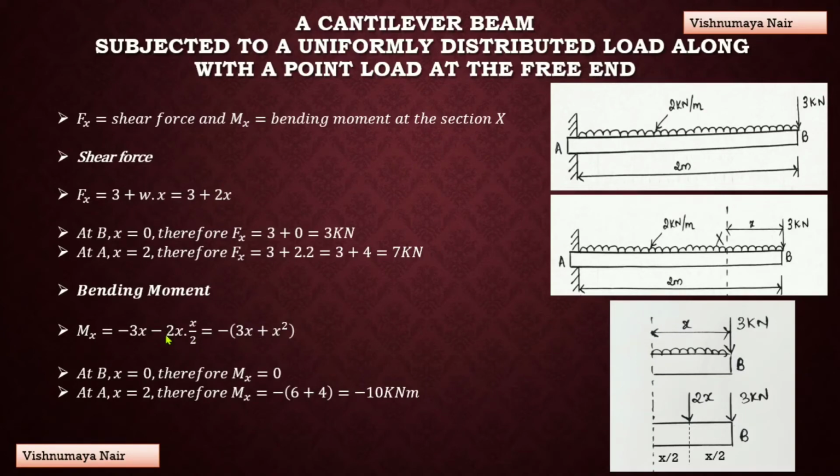That is, we can cancel these two. Now only this x square is left and we can take the minus sign outside. Therefore, minus of 3x plus x square. Now, at this point, at the free end, we have x equal to 0. Therefore, Mx will be equal to 0. And at A, at the fixed end, we have x equal to 2 meters. Therefore, Mx will be equal to minus of 3 into 2, that is 6, plus 2 square, that is 4. That is 6 plus 4 is 10, which is equal to minus 10 kilonewton meter.